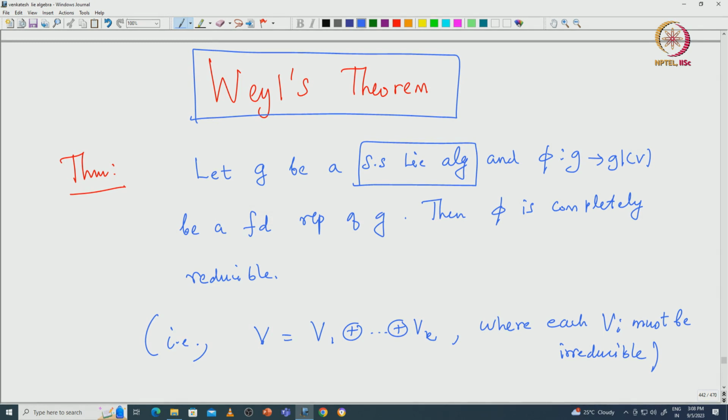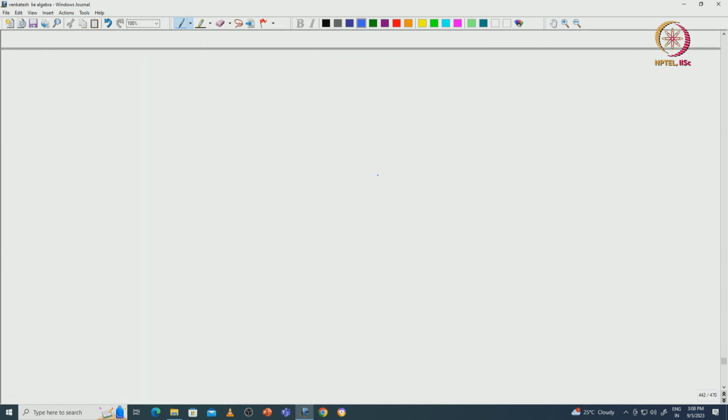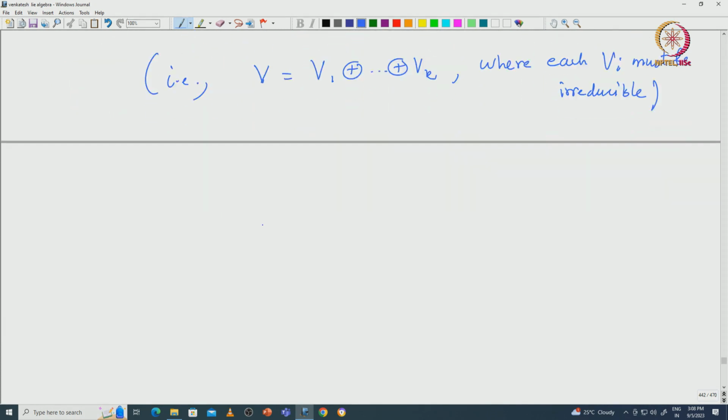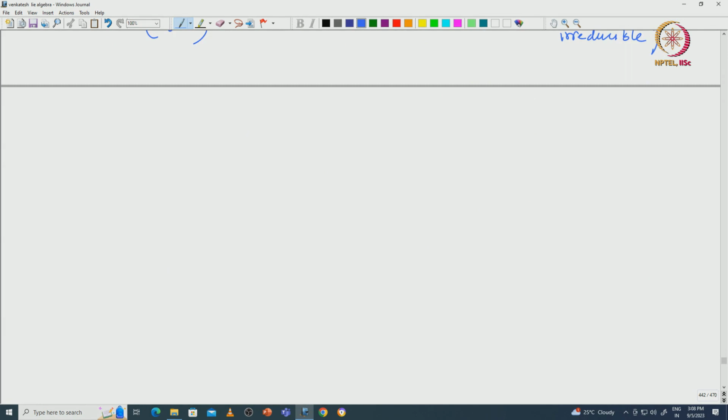First we will make some reductions, and then at the end we will use the action of the Casimir element to locate a suitable complementary representation of the given representation. That is the idea. First, let us do these reductions. To begin with, we assume that V is a reducible representation. If V is already irreducible, then there is nothing to prove, because it is already completely reducible. So, we assume that V is a reducible representation.